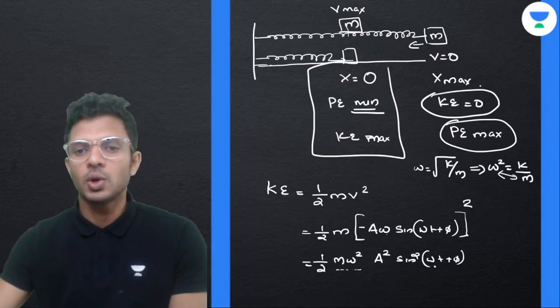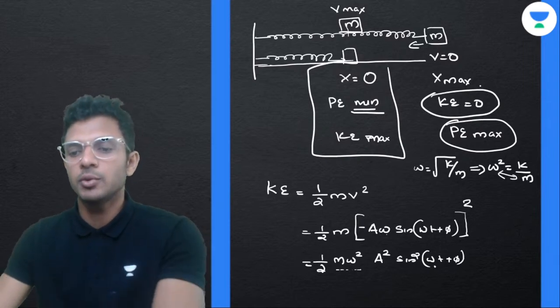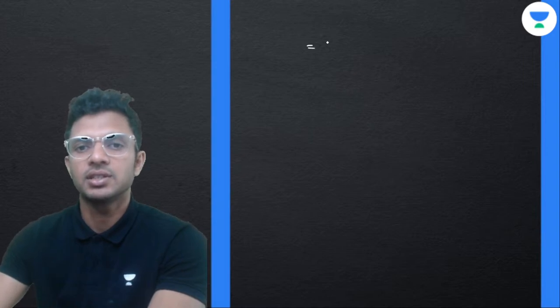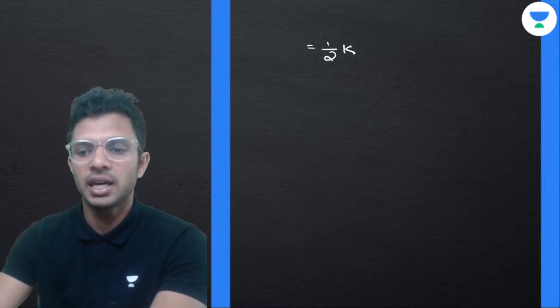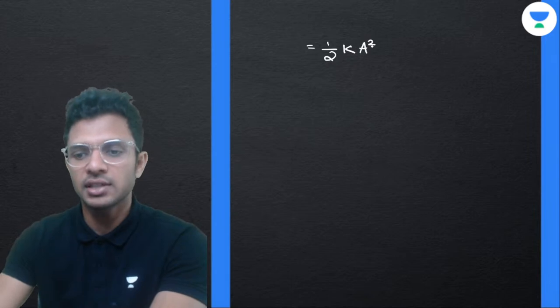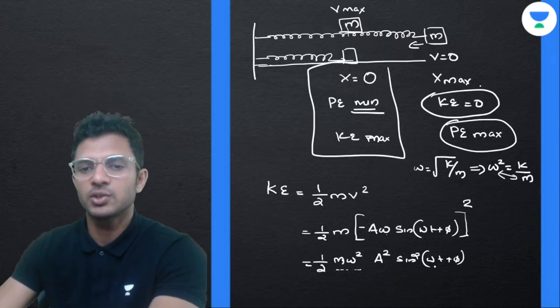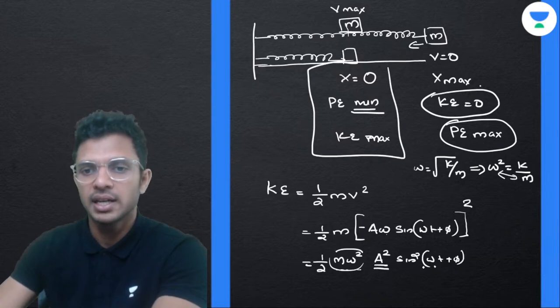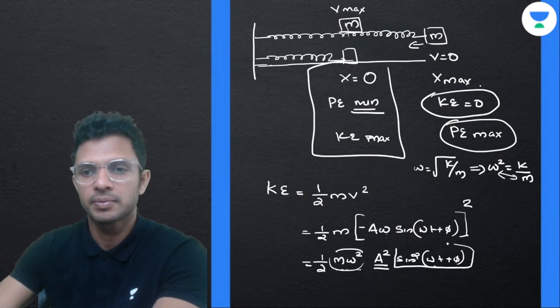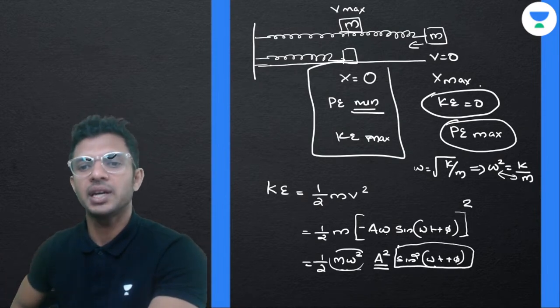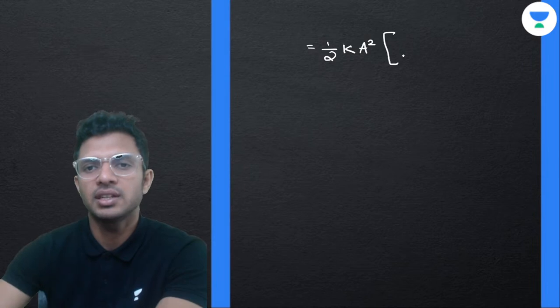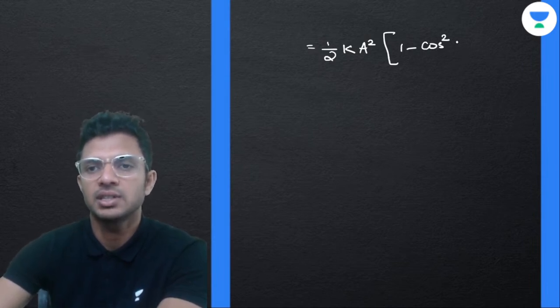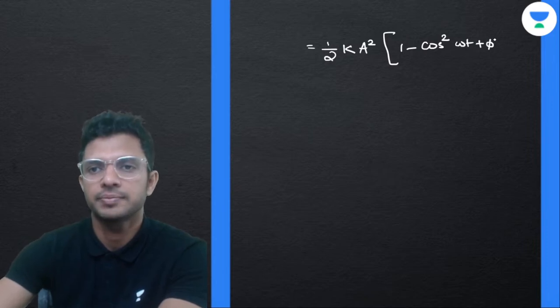So yes, half m omega square, I'm going to substitute it as k, so this is equal to half k a square. M omega square I have substituted as k, theek hai, a square sin square omega t plus phi. Can you see this after a square? Sin square omega t plus phi. So sin square theta can be written as 1 minus cos square theta. So instead of theta, we have omega t plus phi.